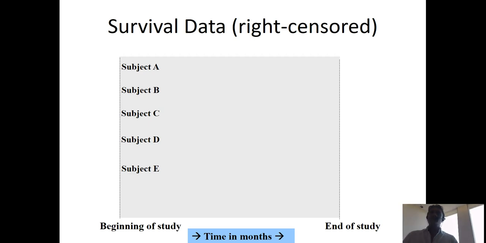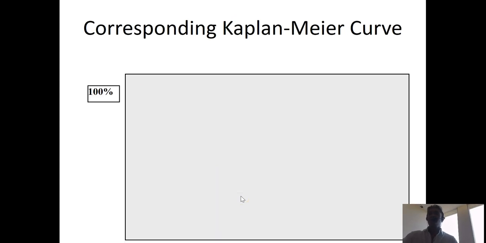So here we have a study of 5 individuals. And as time goes by in months, various things happen to these 5 individuals. So subject E dies at 4 months. Okay? Everybody else is still alive. So A, B, C, and D, they're all alive. But at 4 months, E dies suddenly. Not cool, right?